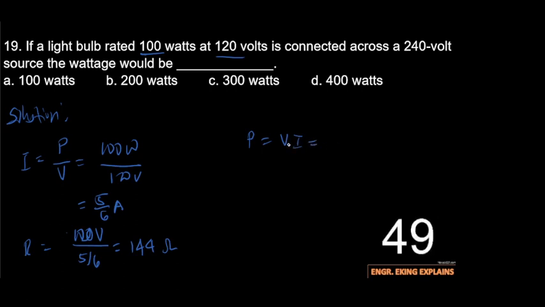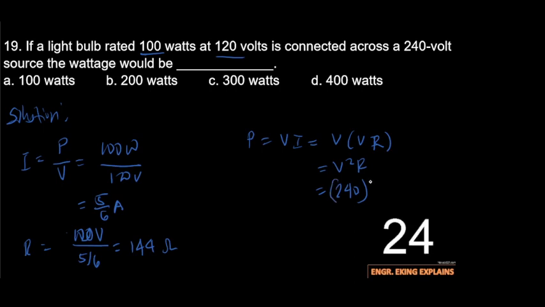So using the formula for power, power is equal to V times I. So yung ating I gagawin natin in terms of resistance, so that will be equal to V times V over R. So we'll have V squared over R. So yung ating voltage is 240, squared, over the resistance of 144 ohms. Okay, so the power is equal to 240 squared over 144.